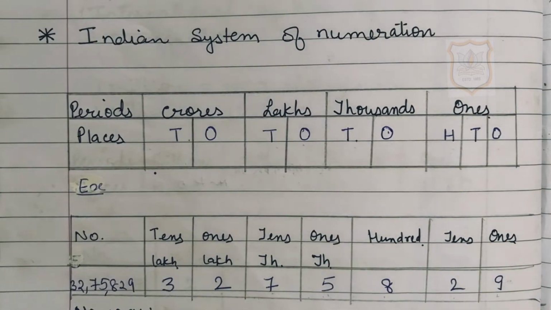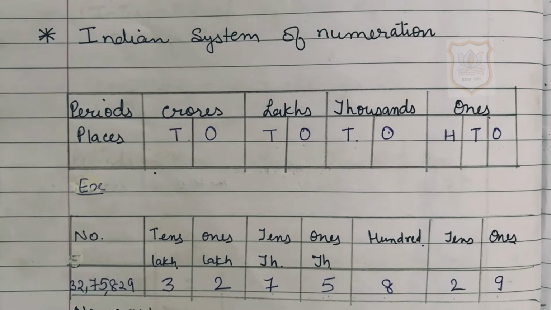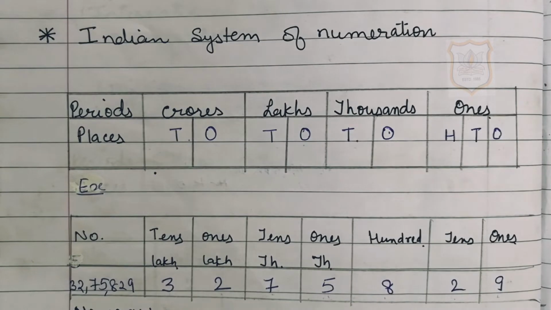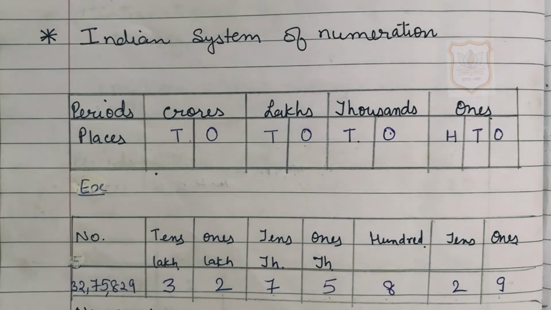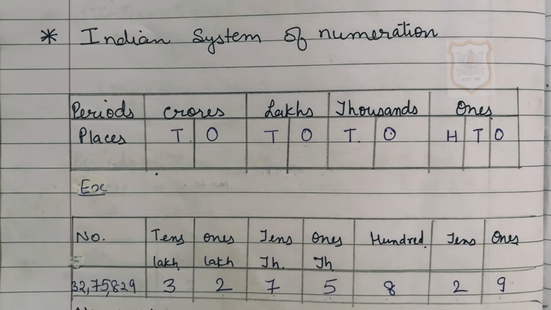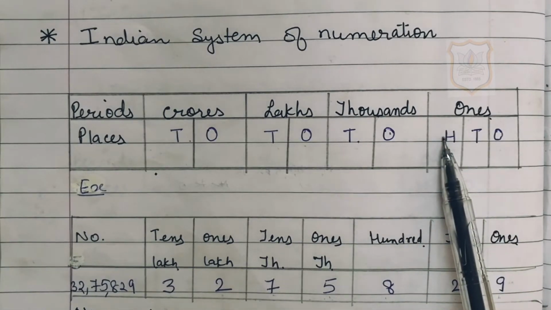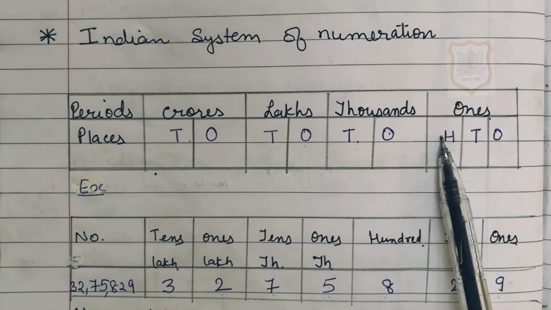Let us continue with our introductory video. Our next topic in chapter number 1 is Indian system of numeration. Students, values of the places in the Indian system of numeration are ones, tens, 100, 1000, 10,000, lakhs, 10 lakhs, crores and so on. The following place value chart can be used to identify any place in Indian system.